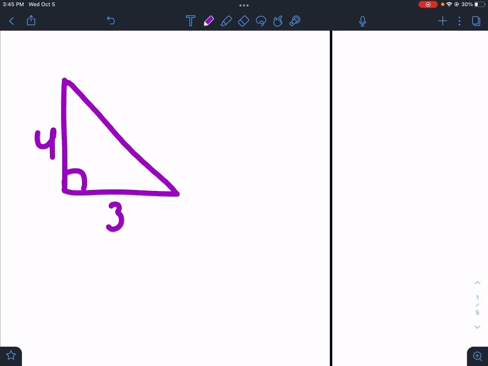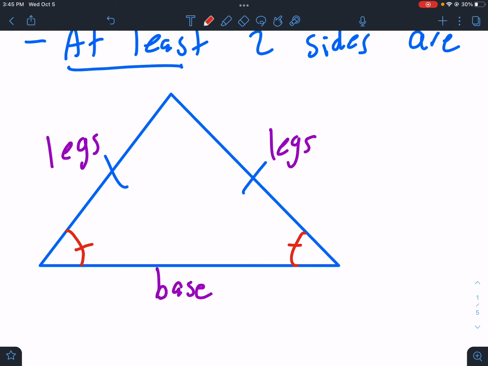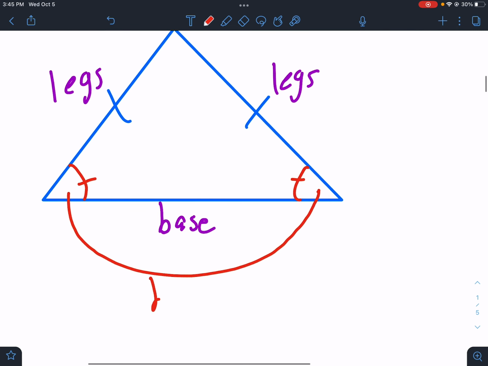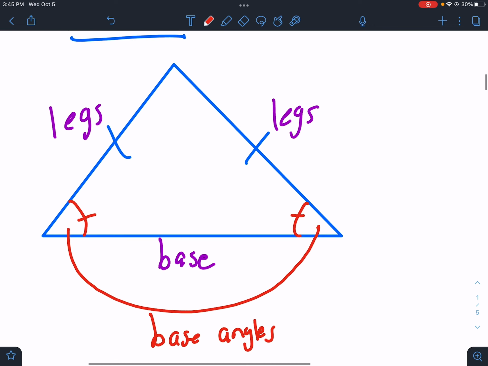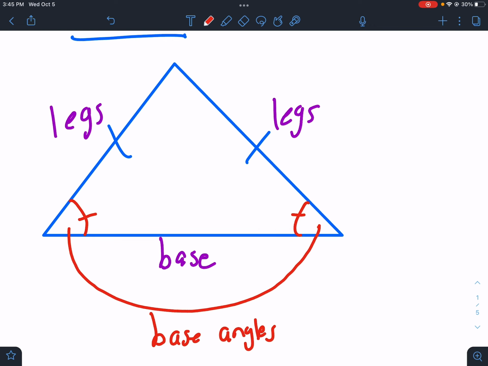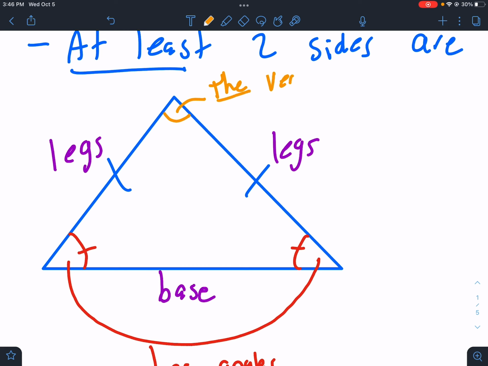We also have some angles here. These two angles are called the base angles. They're the two angles that touch the base. And then this is a tricky one. This guy at the top is called the vertex angle. I don't like that name. I wish it was called something else, but it's not. It's called the vertex angle.